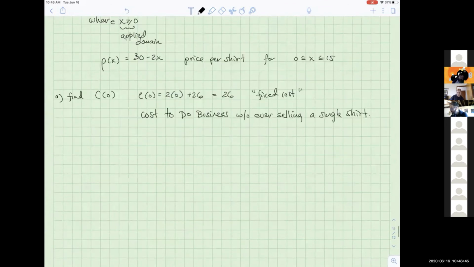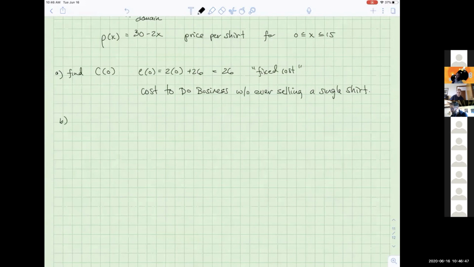That's our interpretation there. B, find C bar of 10. Well, C of 10 is equal to 2 times 10 plus 26, which is 46. This is the cost to produce 10 shirts.